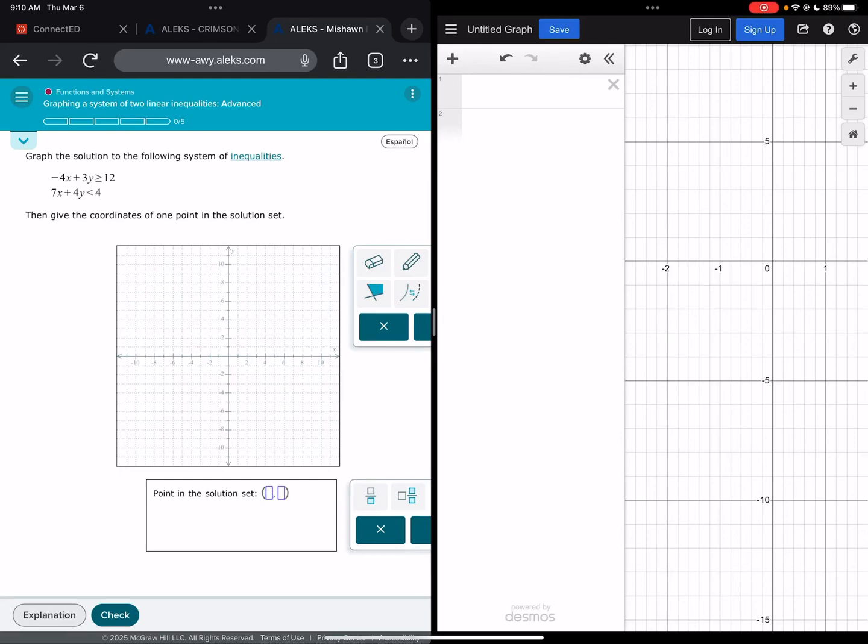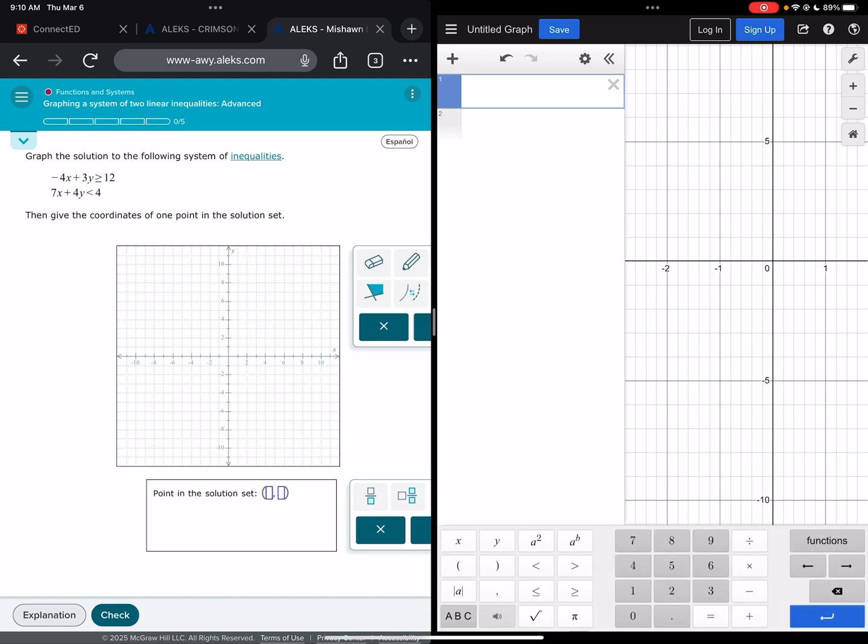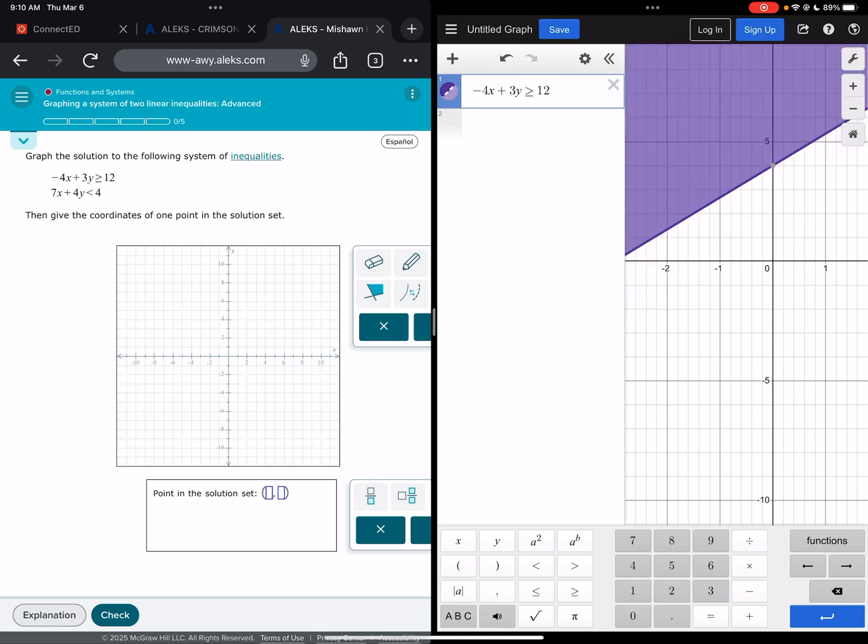All right, so we want to be able to graph a system of inequalities when they are given to us like this. So we can use the tool Desmos Graphing Calculator to help us make sure that we get this correct. So how we're going to do this is I'm going to type this into Desmos. So I get negative 4x plus 3y is greater than or equal to 12.